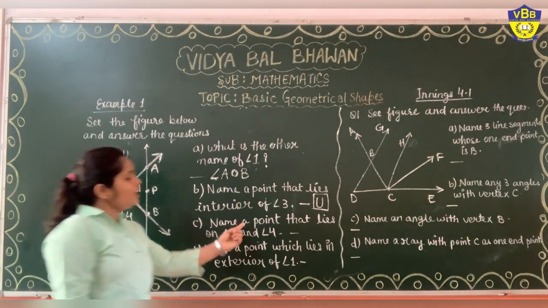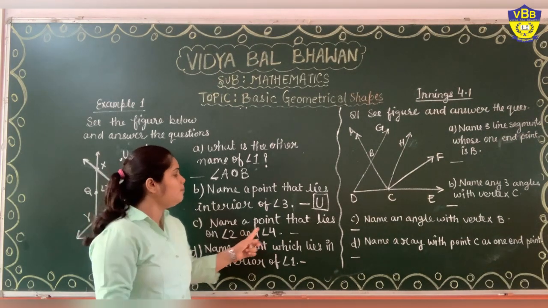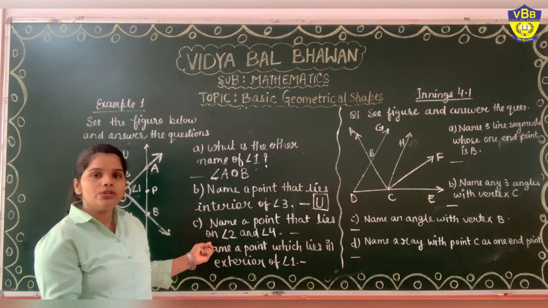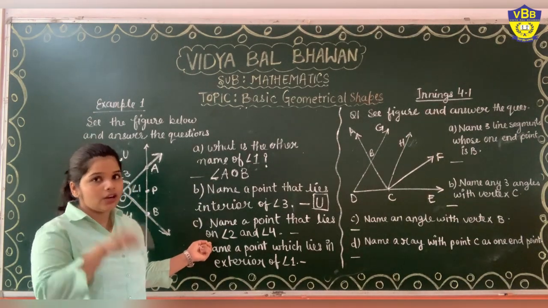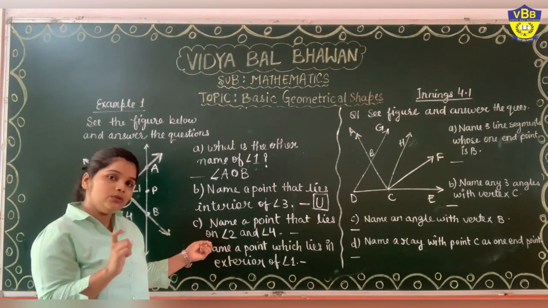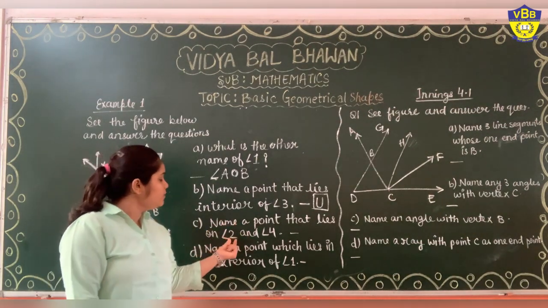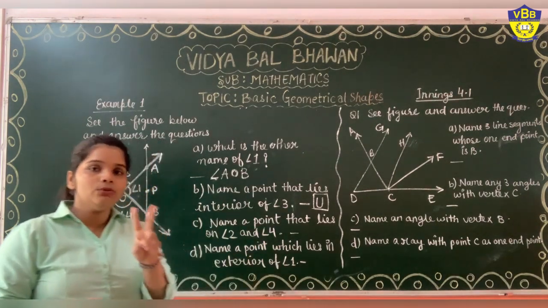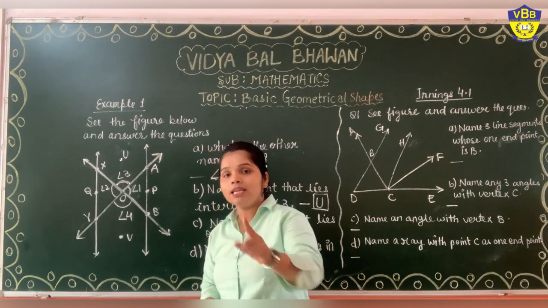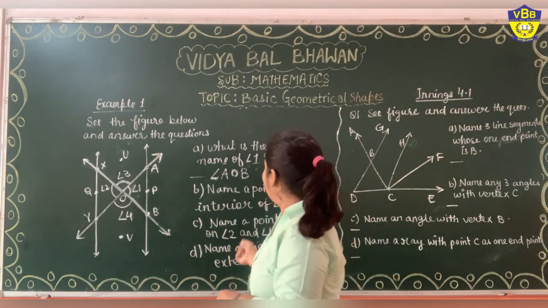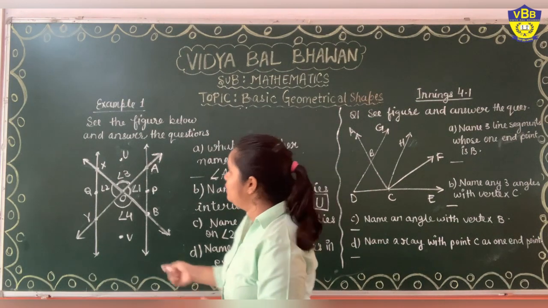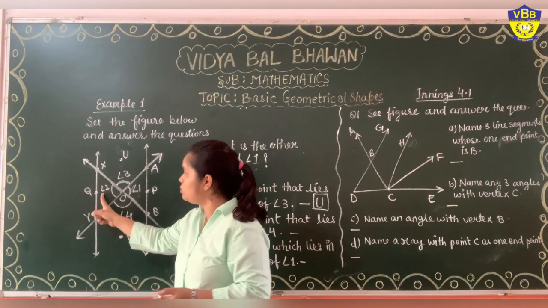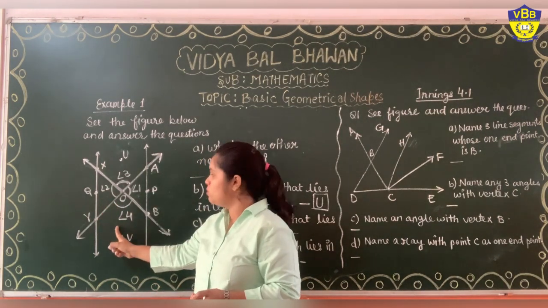Now, name a single point that lies on. On means on the boundary. It is not inside, it is not outside. On the angle, on the boundary of the angle. So name a point which is on angle 2 and angle 4. There are two angles given, angle 2 and angle 4. You have to tell one single point which is common to both these angles. So this is angle 2 and this is angle 4.